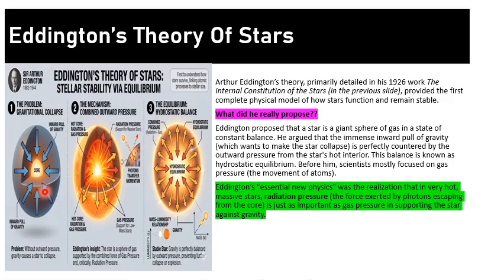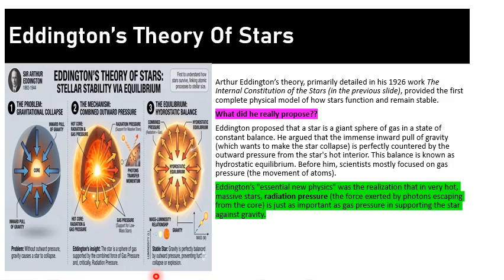So, what was the thing that he really proposed? He proposed that a star is a giant sphere of gas, which it is because it is made out of a giant gas cloud. So, obviously, it has to be a giant sphere of gas. And this giant sphere of gas is in a constant equilibrium state.